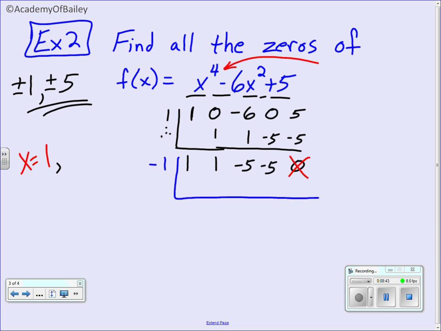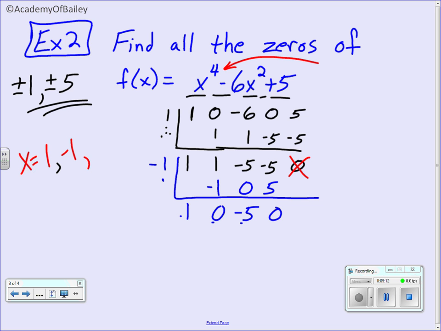Synthetic division. So drop down your 1. Negative 1 times negative 1, positive 1 makes negative 1. Add them. Negative 1 times 0 is 0. Add them up. Negative 1 times negative 5 is a positive 5. And add them up. Look at that. That's a double Yahtzee right there. Negative 1 is the second.